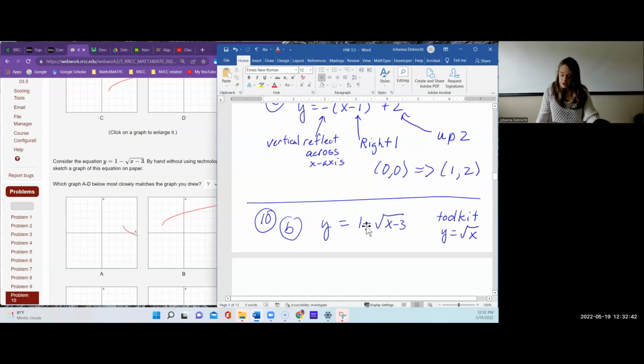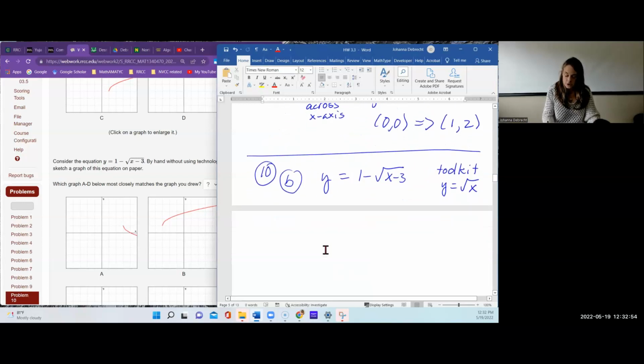When I look at this one, notice first off that it's written in an order that I'm not expecting. The 1 is outside the main operation, which is the square root, so it affects y. It's okay to rewrite this equation as negative times the square root of x minus 3 and then plus 1. That may make it make a little more sense to you. The negative is going to reflect it across the x-axis, a vertical fold. So this is a vertical reflection.